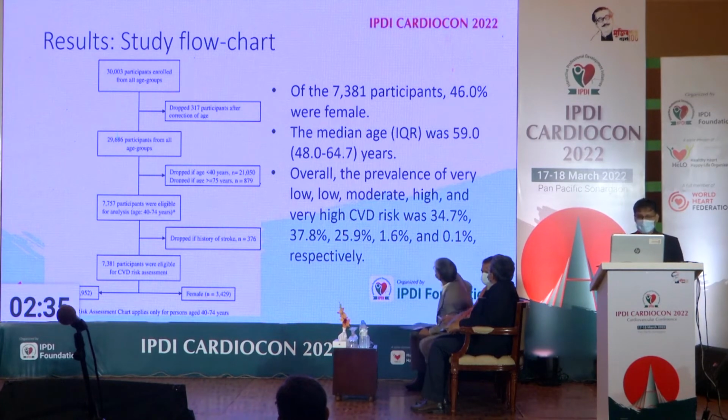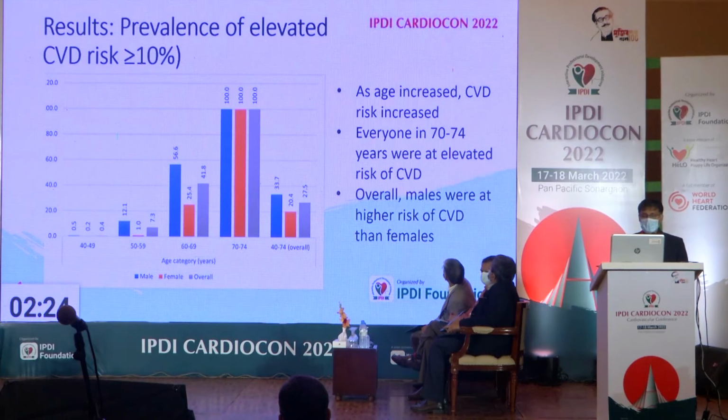So that was 34% very low, and you see that 25.9% had moderate risk, more than 10% risk, and 1.6% had 20 to 30% risk. But this was different when we compared males and females. Males were at higher risk of cardiovascular diseases overall compared to females. But when people reach 70 to 74 years of age, almost all of them had more than 10% CVD risk.